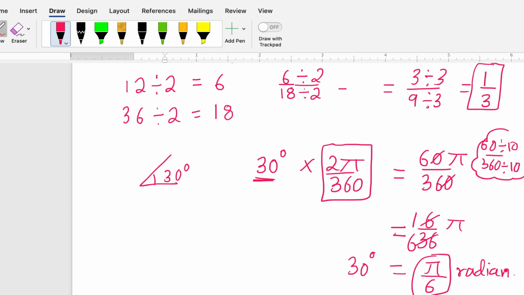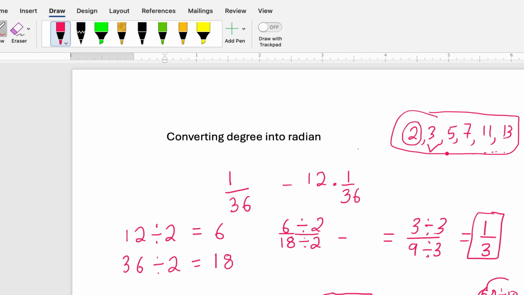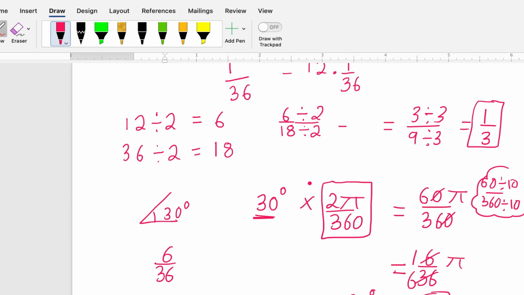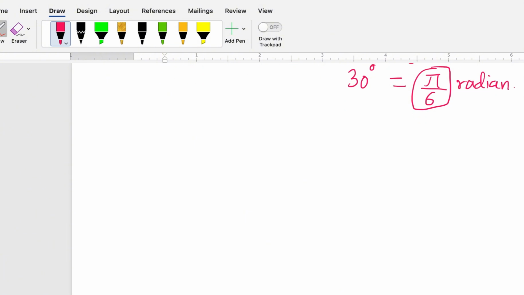Now, 6 over 36, if I did not know the multiples of 6 and 36, I would go and use these numbers 2, 3, 5, 7 in order slowly, right? I'll start with 6 divided by 2 on the top and the bottom, and I would get 3 over 18. I would divide this by 3 again on the top and the bottom, and I would get 1 over 6. That's where I got my 1 over 6 from. Okay, so let's do another example.